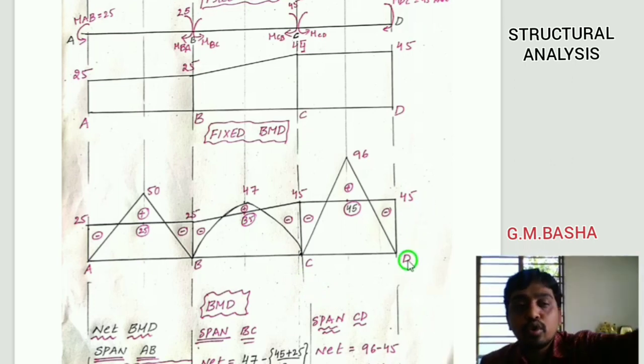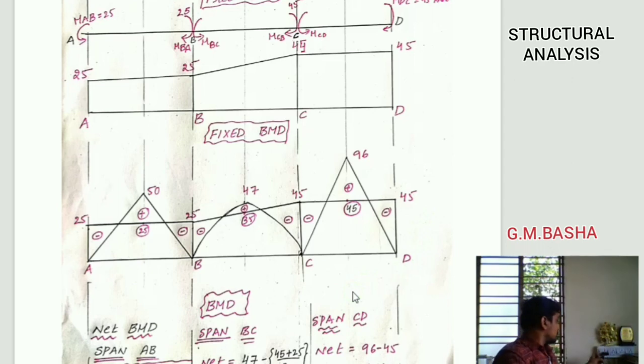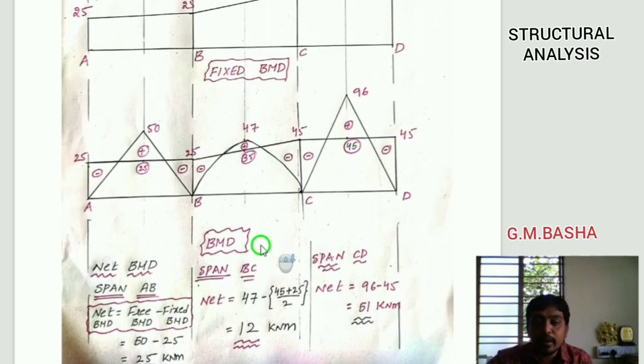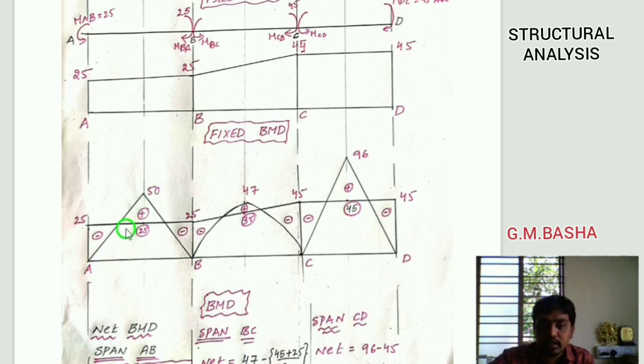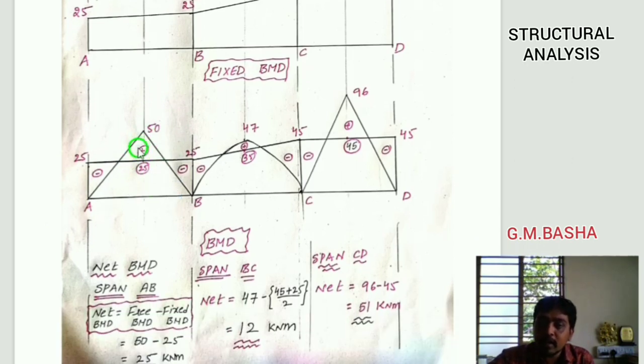So here I will show how to draw the net bending moment diagram. See here, I will show the net bending moment diagram. First of all, you see here this 25 and 25, this is the fixed bending moment diagram, and this ordinate point will be the free bending moment diagram. If you want the net bending moment diagram, you have to subtract the value of the fixed bending moment diagram from the free bending moment diagram. For example, in the span AB, net bending moment means free bending moment diagram minus fixed bending moment diagram. See here, the free bending moment will be 50, the fixed bending moment will be 25.